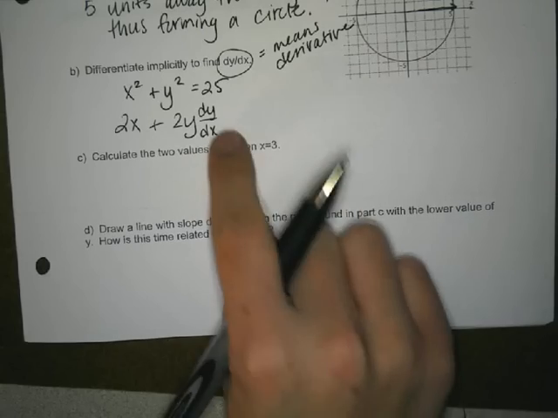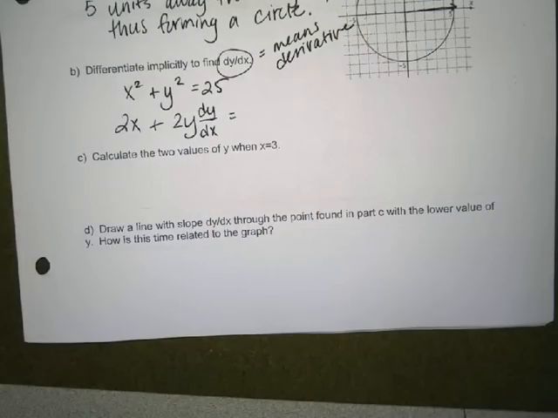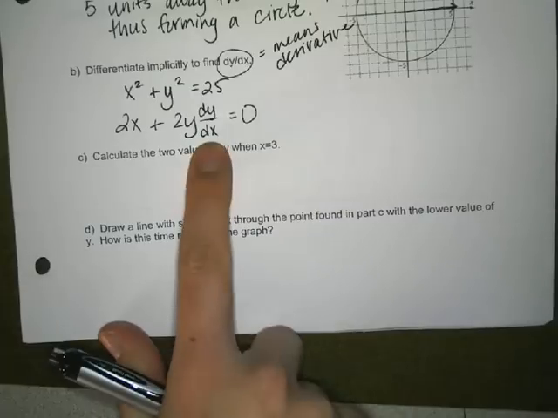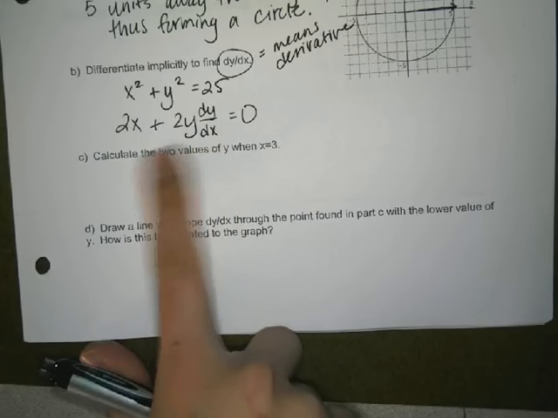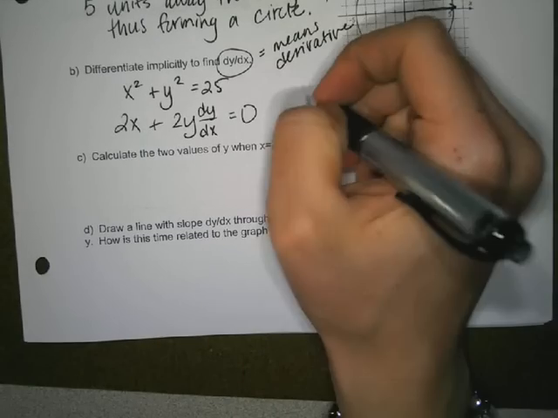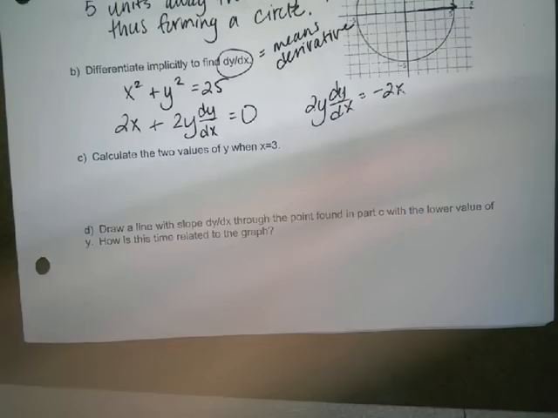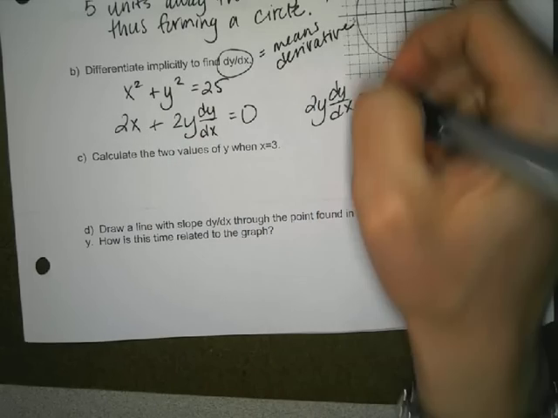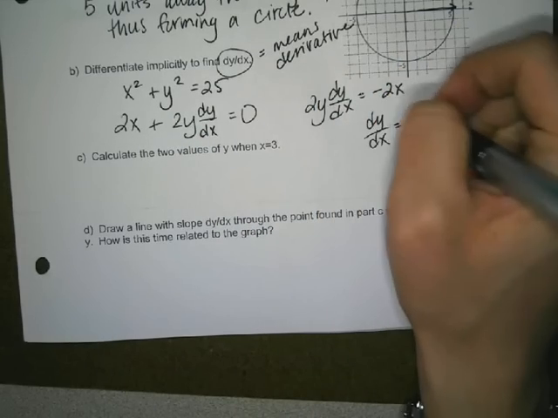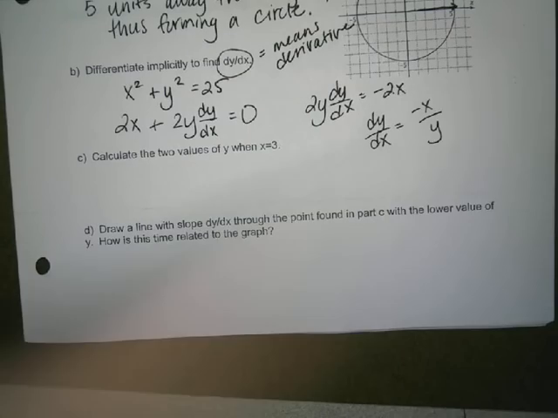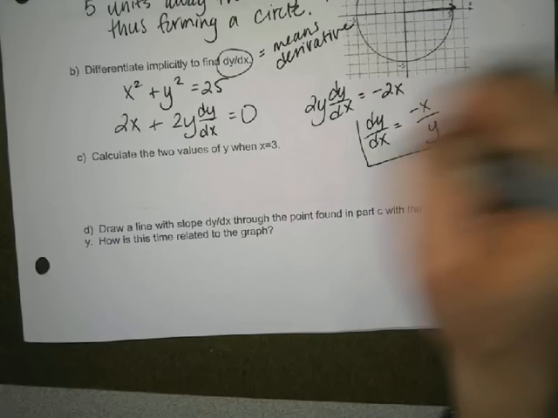Okay. And then what's the derivative of 25? 0. Okay. Now, at this point, if we want to find dy over dx, I have dy over dx as a term now. So if I was to get that by itself, can I probably do that at this point? Probably could. So if I want to get that by itself, we'd have to subtract 2x from both sides. And then do what? Divide by 2y. And I get negative x over y, because the 2's will cancel.